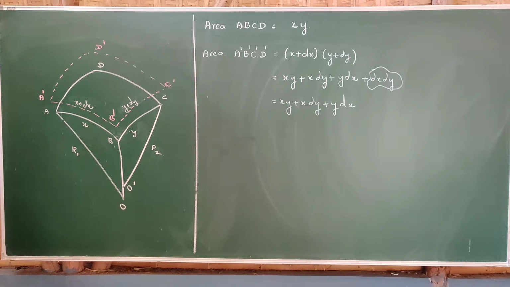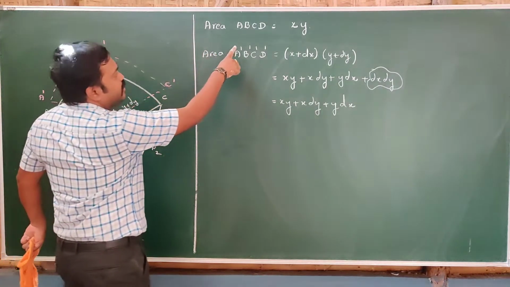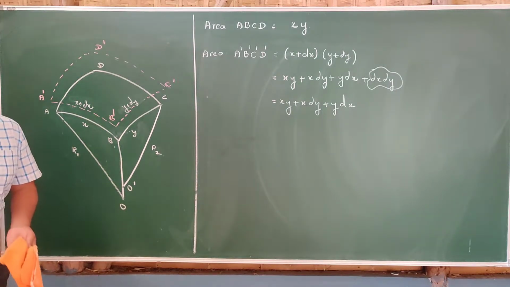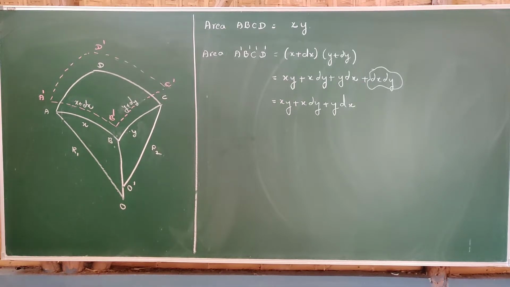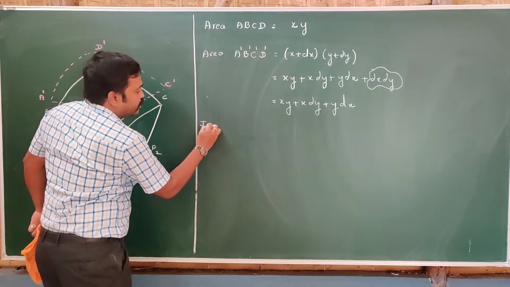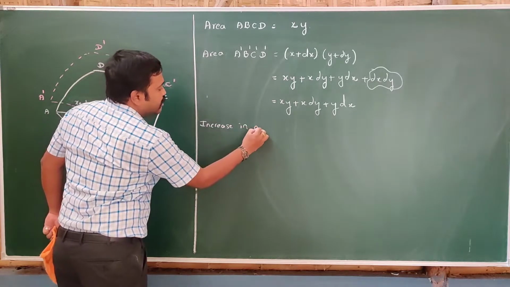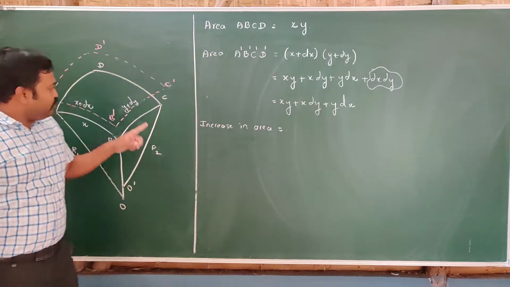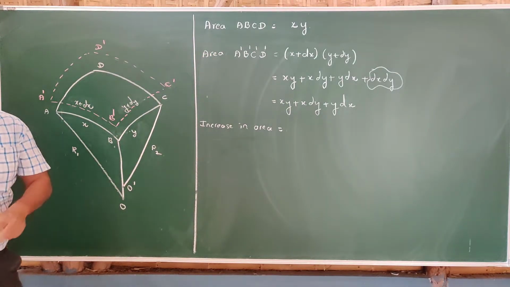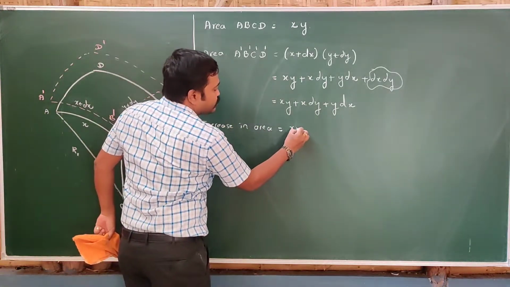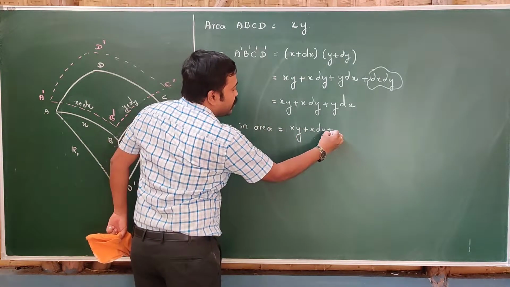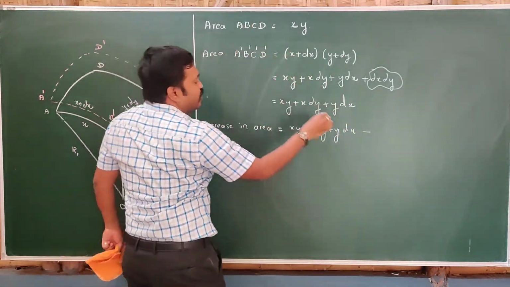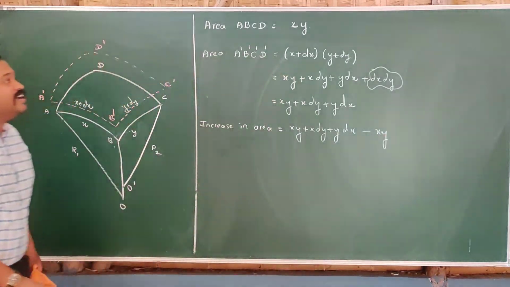Now, after knowing the area ABCD and A dash, B dash, C dash, let us think about the increase in area. How much is the increase in area? This minus this. If I subtract this from this, I get the increase in area. So this is XY plus X dy plus Y dx, minus the area of ABCD. What is the area of ABCD? XY.